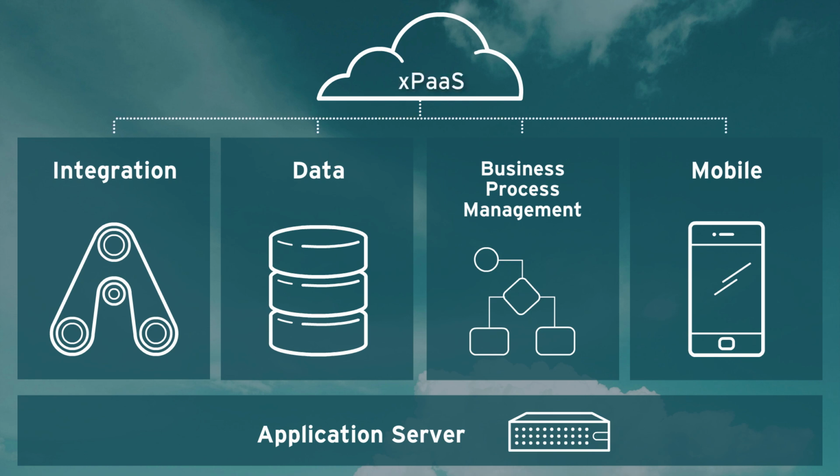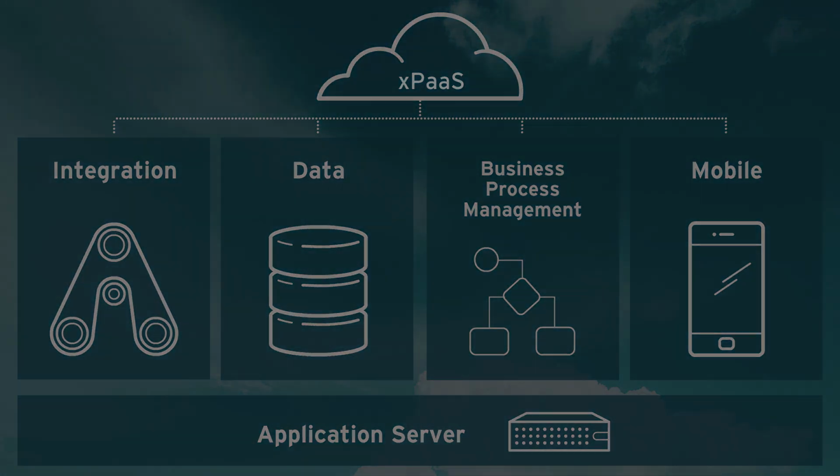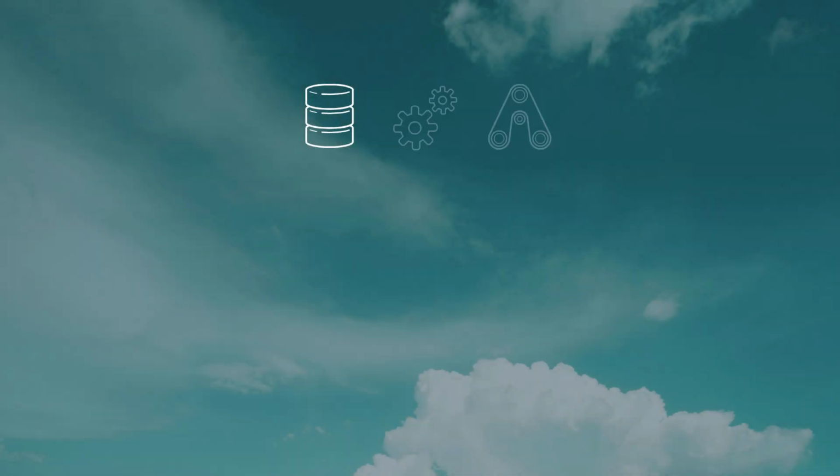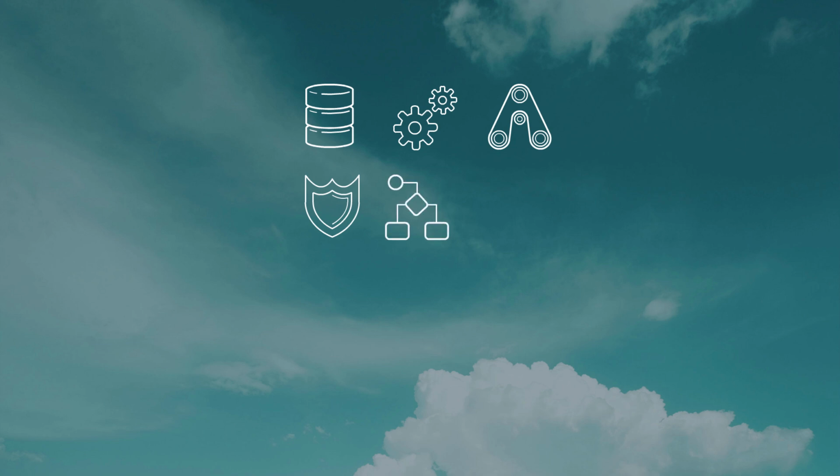Combining JBoss middleware with the OpenShift platform as a service, Red Hat is building the first xPaaS. xPaaS makes PaaS enterprise-ready. A modern enterprise application is made of data, services, rules, processes, and workflow. It extends to mobile devices like smartphones and tablets.